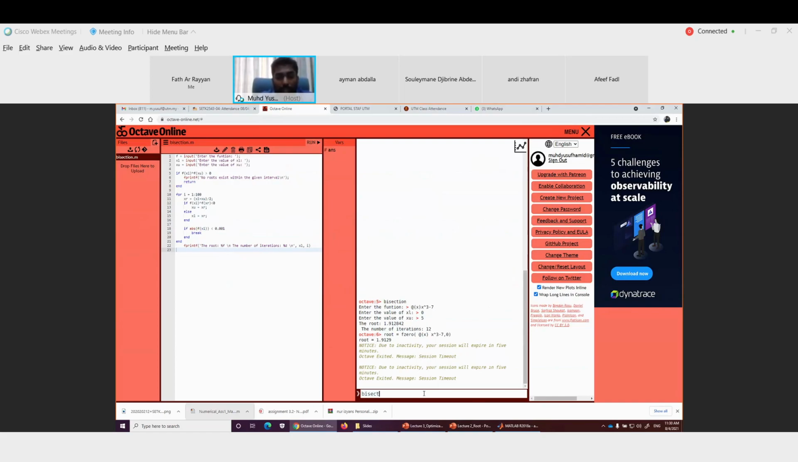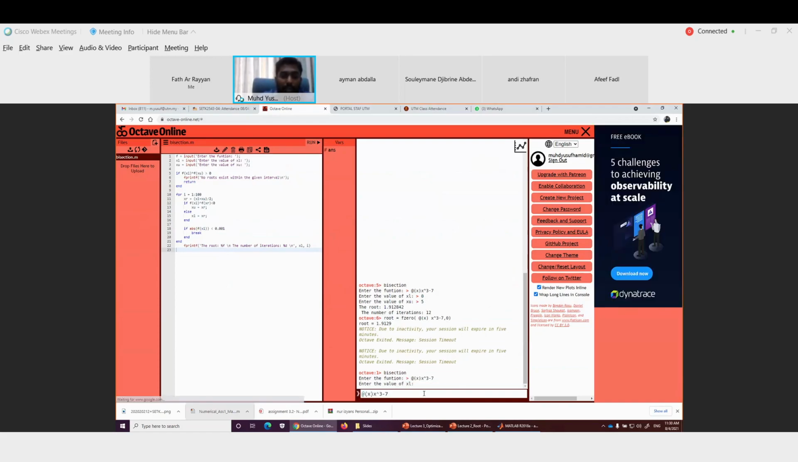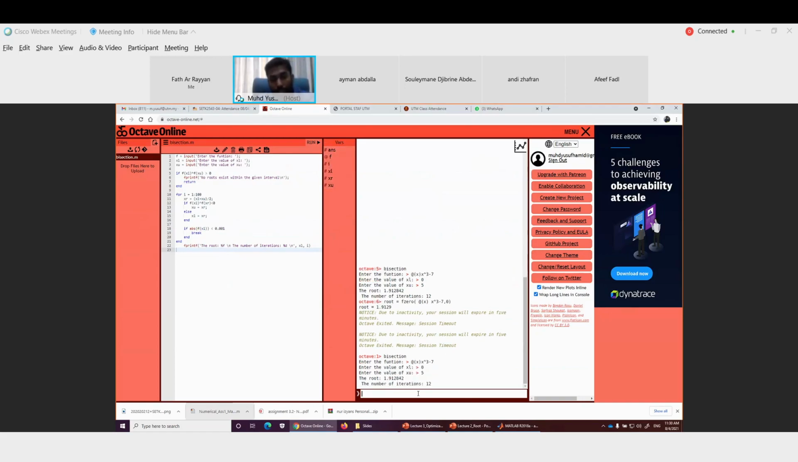It's basically the same thing. I could call the bisection in here. I call bisection, and then it asks you to enter the function. The function is this. The value of xl is 0 and 5, and then you get the same thing. You can also use the F0 here. Maybe you need a little bit of time for calculation because this one is online, but it does get you to the values that you need. So if you don't have MATLAB, you can also use Octave Online.